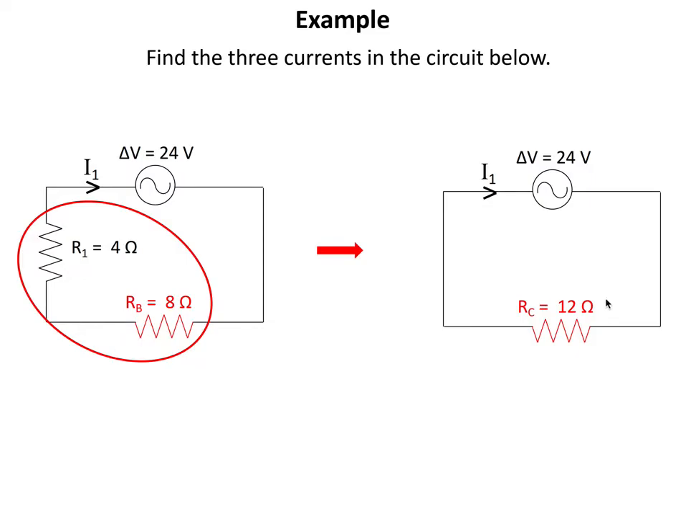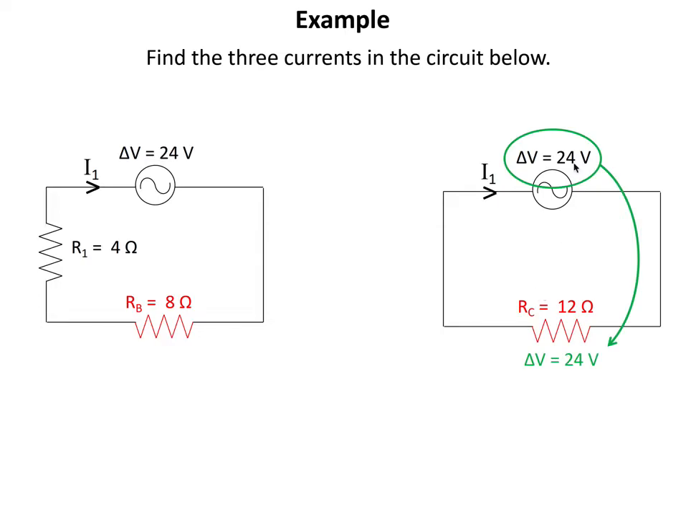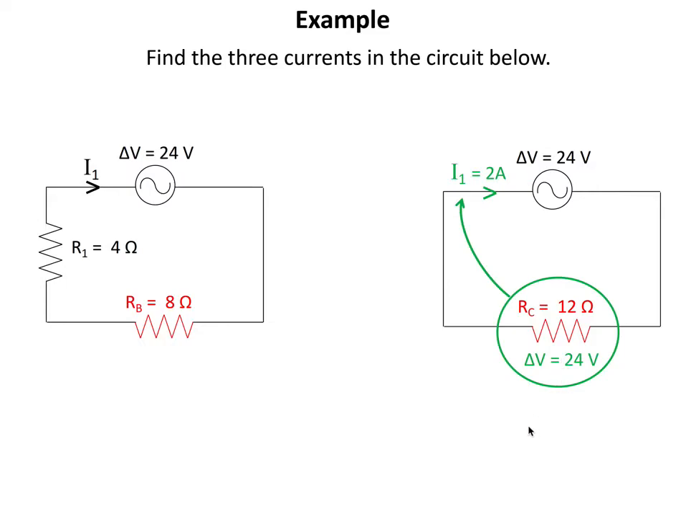So what we can do next is compute the current I1, the only current which remains in this circuit. This is the current through the battery. How can we compute the current I1? Well, we know the resistance, we know the potential difference. We can just apply Ohm's law: we take delta V and divide it by the resistance, 12. So 24 divided by 12, we obtain that I1 is 2 amperes.